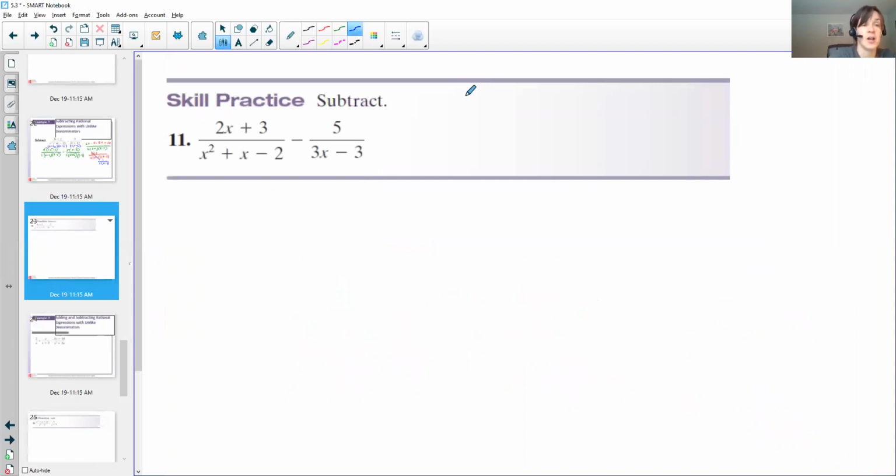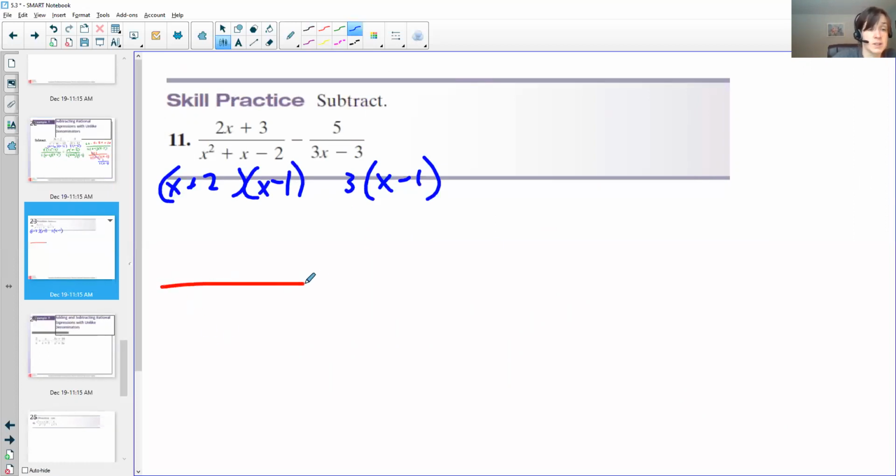All right, so let's try. We don't need to factor the top because there's no common factor there. The bottom, I need to multiply to negative 2 and add to 1. So x plus 2, x minus 1. Can't factor the 5. I can pull a 3 out of here, x minus 1. So now what's the least common denominator? Well, it's x plus 2, x minus 1, because I need both of those, but I also need the 3.